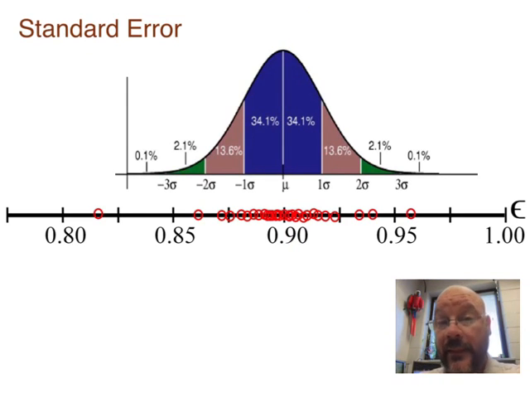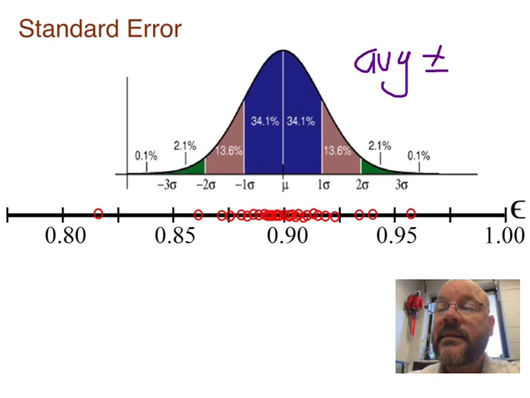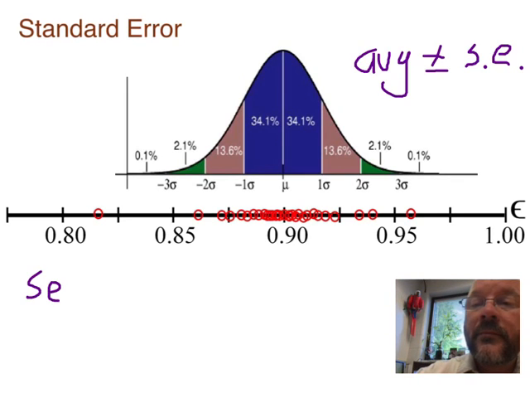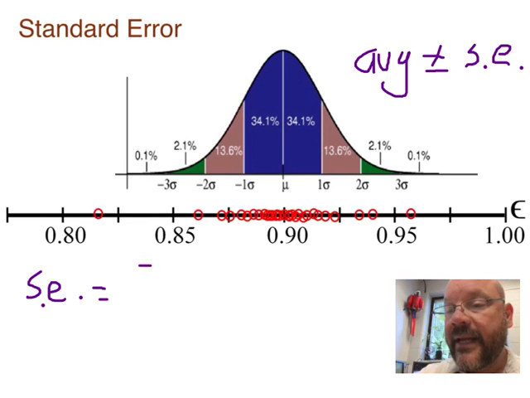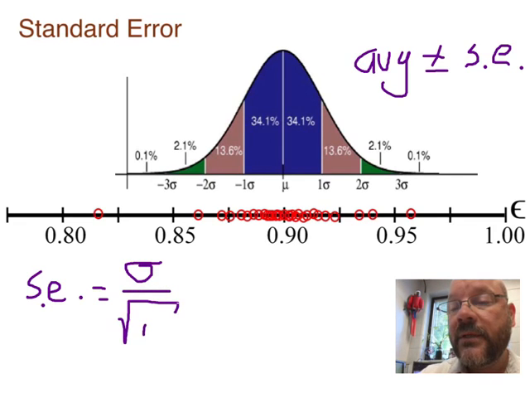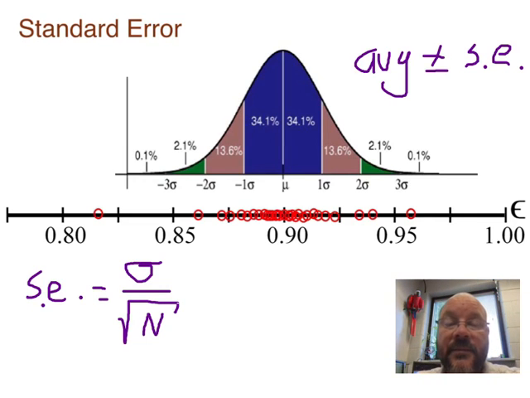Okay, so here's the answer. I'm going to cut to the chase. What we do to specify the value of the coefficient of restitution, or whatever we happen to be investigating, is we say it's the average value plus or minus the standard error. Like that. Now, the standard error is equal to the standard deviation divided by the square root of the number of data points.